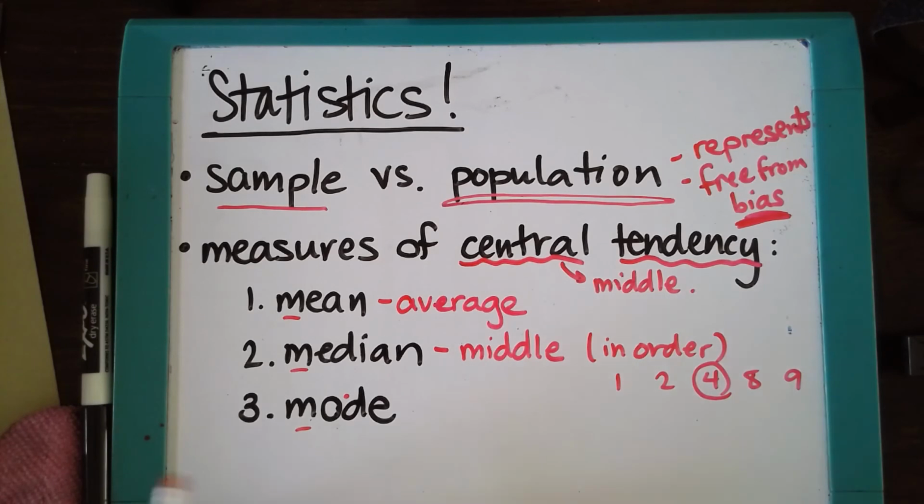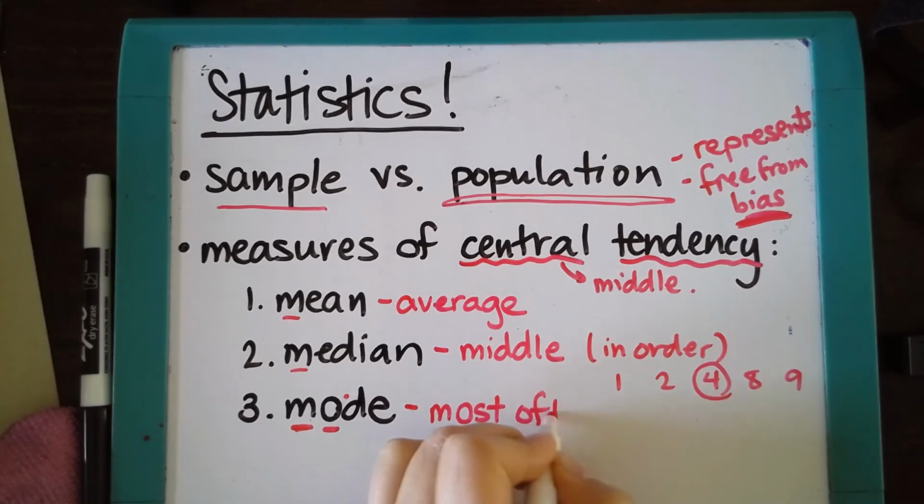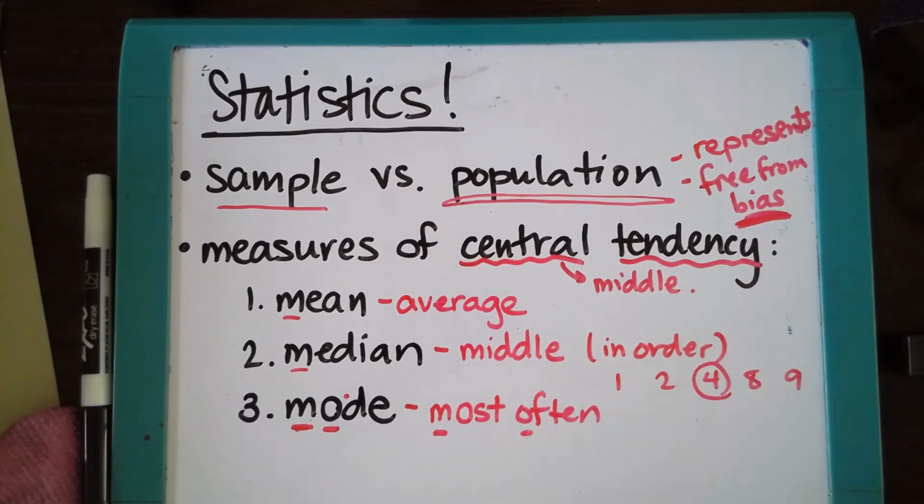And last but not least is our mode. I always remember this because mode is spelled M-O-D-E. M-O, think about most often. Mode is the value that shows up the most often in our data. It can be a really helpful measure of central tendency. It doesn't really speak to the middle too much, but it does tell us mostly what's going on.